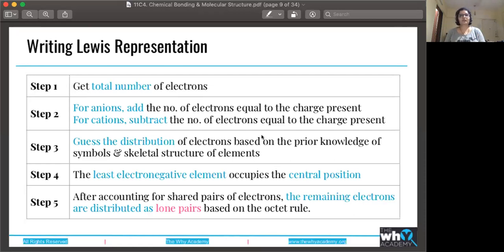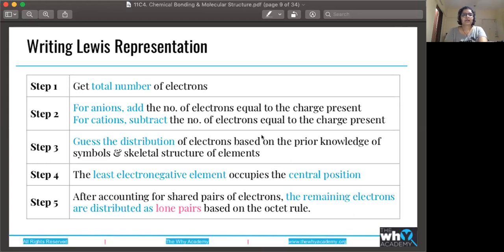So it just follows the most basic rule. It simply is based on the octet rule, that as long as each atom has 8 electrons in its outermost shell, or in the case of hydrogen 2 electrons, as long as it has a fully filled valence shell, that would be the structure. So that's what it is completely based on.